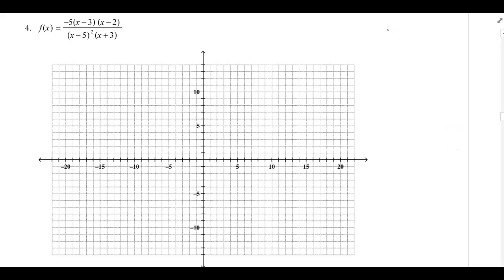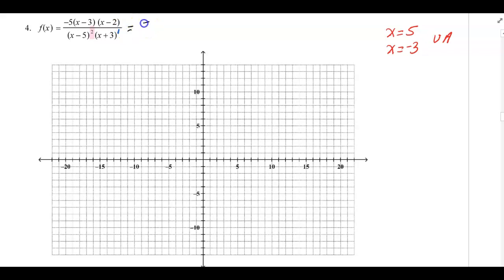If you look at this function, the goal is to graph these functions without a graphing calculator. So you should be able to look at the denominators and realize that x equals 5 is one vertical asymptote and x equals -3 is the other vertical asymptote. The other thing we want you to recognize is since this exponent is a 2, they're going in the same direction. And for the other asymptote, the multiplicity is 1, so they're going in opposite directions.